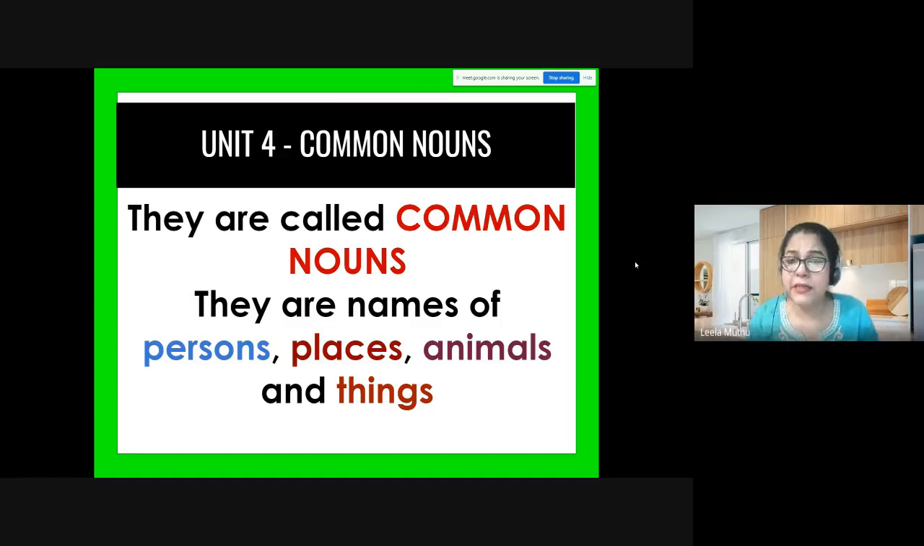I mean, there are so many girls all around the place. It's a common noun. I see a boy, there are so many boys. Common noun. So many rivers, common noun. So many cities, common noun. So these are names of persons, places, animals, and things. And things that you even can't see come under things.